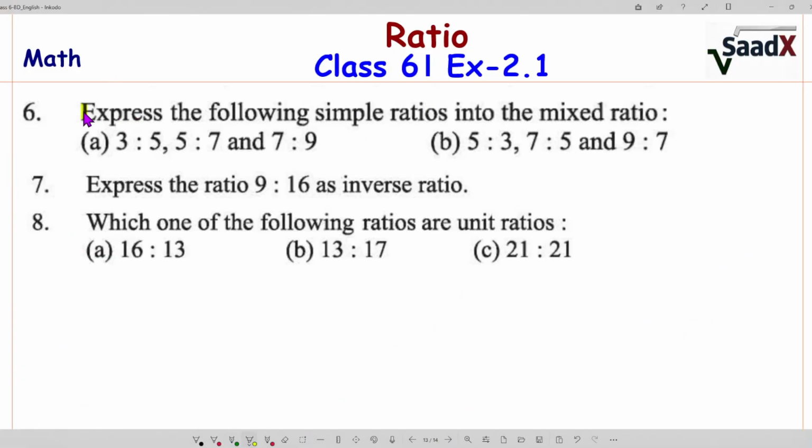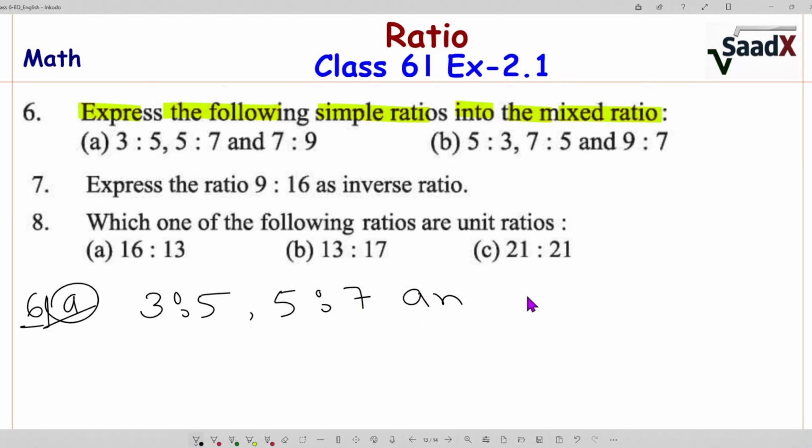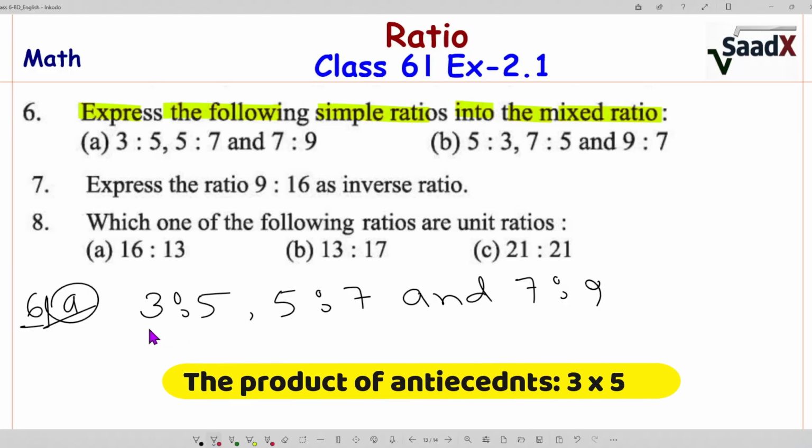Number 6, express the following simple ratios into the mixed ratio. So 6a, here is 3:5, 5:7, and 7:9. So what is the formula? We have to find out first the product of antecedents. It means multiply 3, 5 and 7.